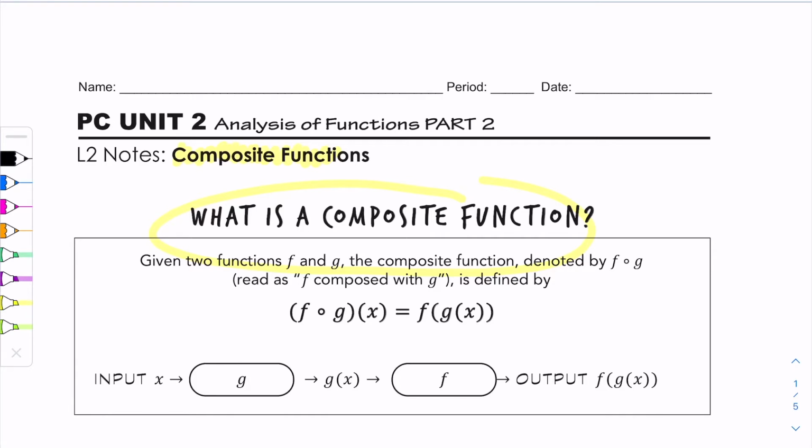What I mean by that is generally we have a function, call it f of x. And then I'll give you a number, call it f of 2. And you evaluate the function at f of 2.